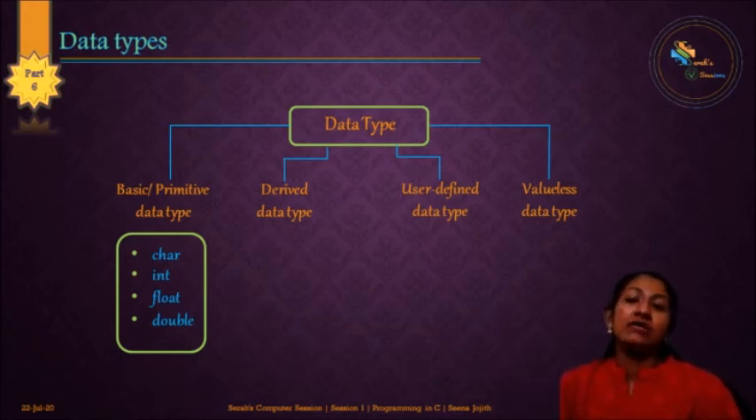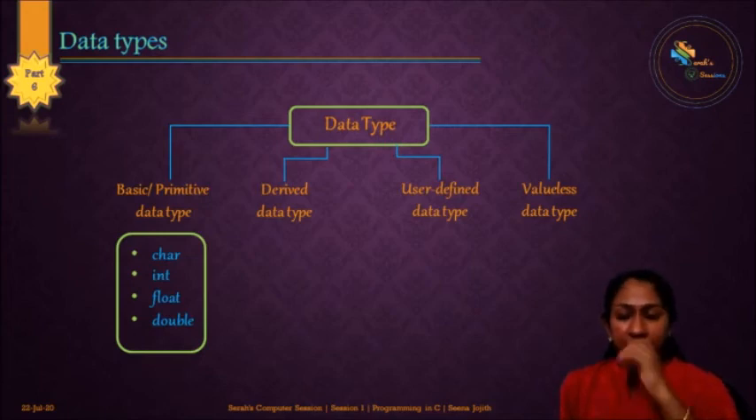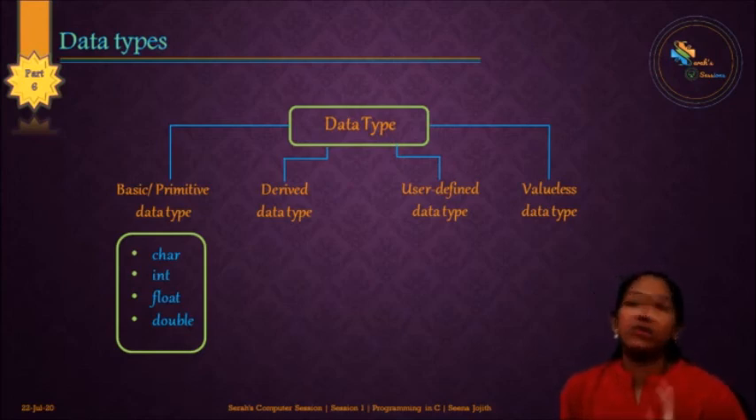Okay, so when I'm taking data types, I will be going in detail into the first two basic data types, and they are char and int. Doesn't mean that I will not take float and double. I will be mentioning the range of values, but just brushing up through float and double, because we might be using char and int more compared to float and double.